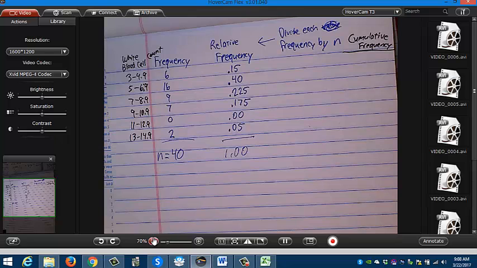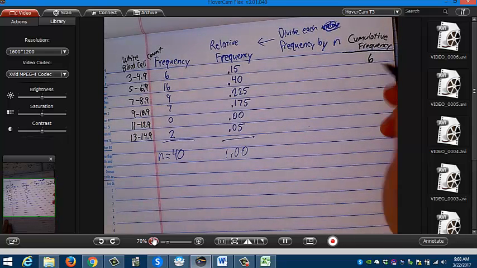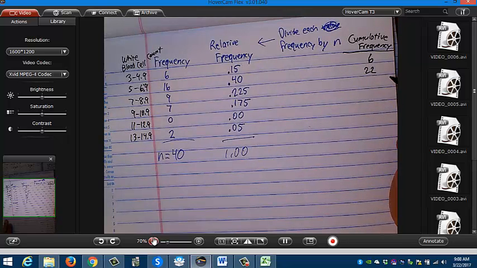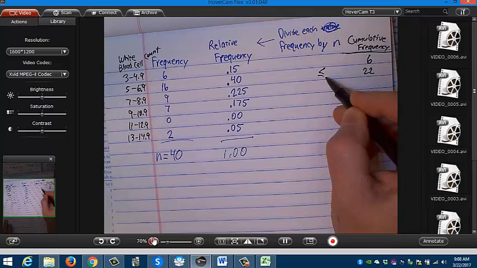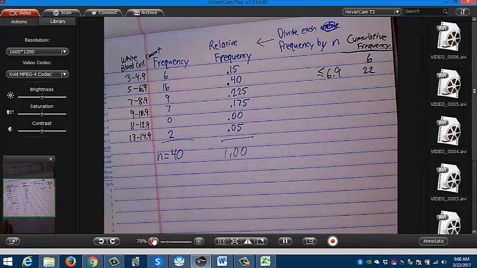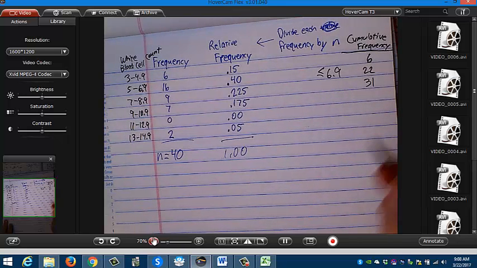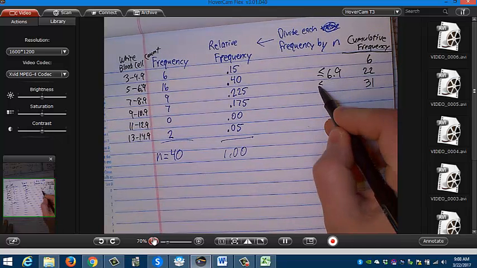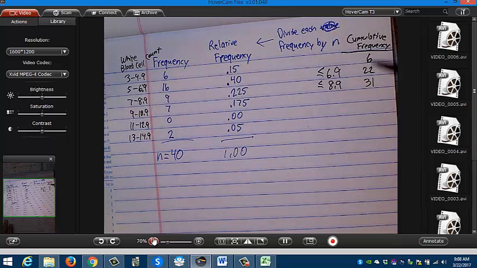So now what I do when I do the cumulative frequency is this. I'll still call this one 6, but the next one I'm going to say 22. What am I saying? I'm saying 22 people had a white blood cell count that was less than or equal to 6.9. The next number I'm going to write down is 31. What is that telling me? 31 people had a white blood cell count less than or equal to what? 8.9. You basically are adding up the classes.